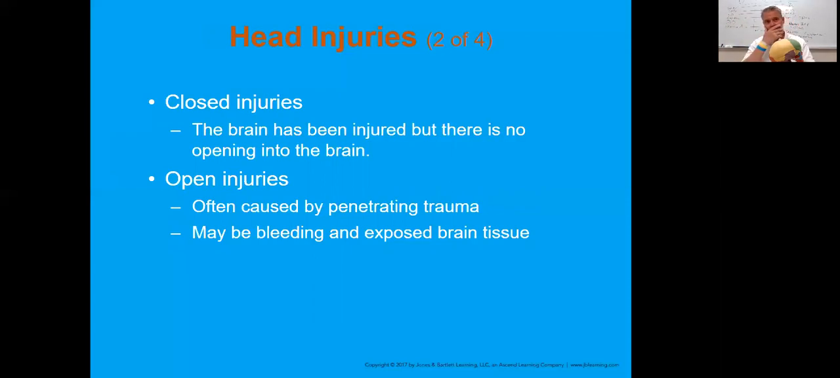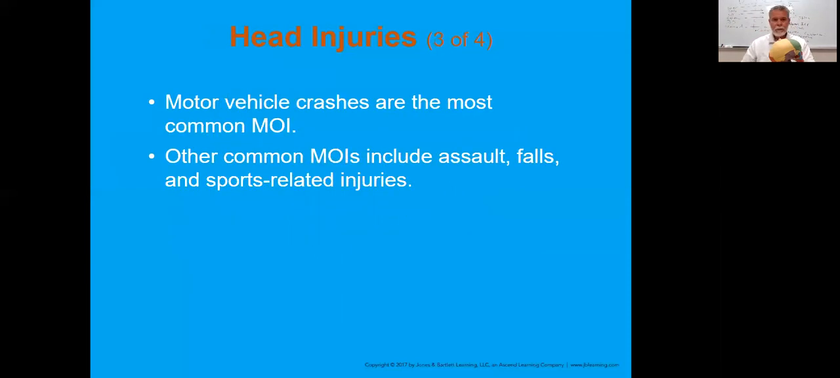Even in the chest chapter, because I got to say, I thought I was doing the chest injuries first, but I noticed Paul's already done that, so thank you. But there's open and closed chest injuries, right? We can have open and closed injuries to the head as well.